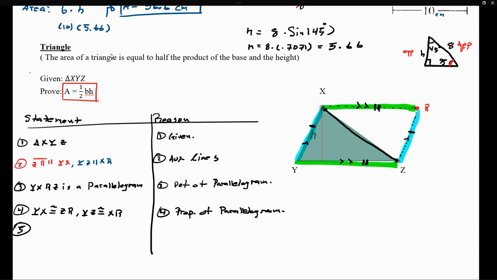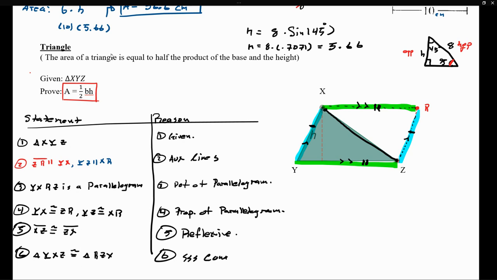And now notice that XZ is congruent to ZX, and this is just reflexive. And now notice that now we can say that triangle YXZ is definitely congruent to triangle RZX. And now notice that the reason why that is true is because of the side congruence theorem.